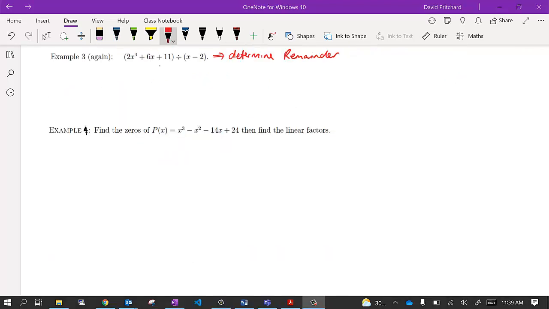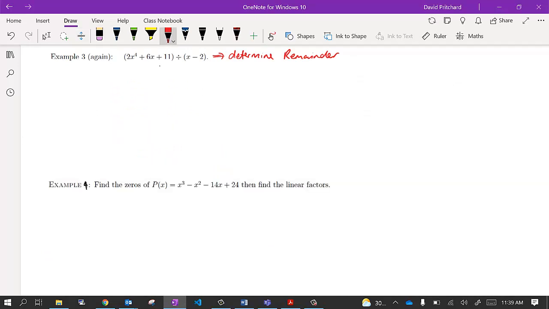So if we go back to this same example, and the goal now is to determine the remainder, we've got 2x to the power of 4 plus 6x plus 11 divided by x take 2. Remembering that this was quite a complex polynomial division, this is our x take a, that's our linear divisor. So if that's x take 2, we can use x is equal to 2 as the value that we're going to sub in to that polynomial. So the polynomial is equal to 2x to the power of 4 plus 6x plus 11.